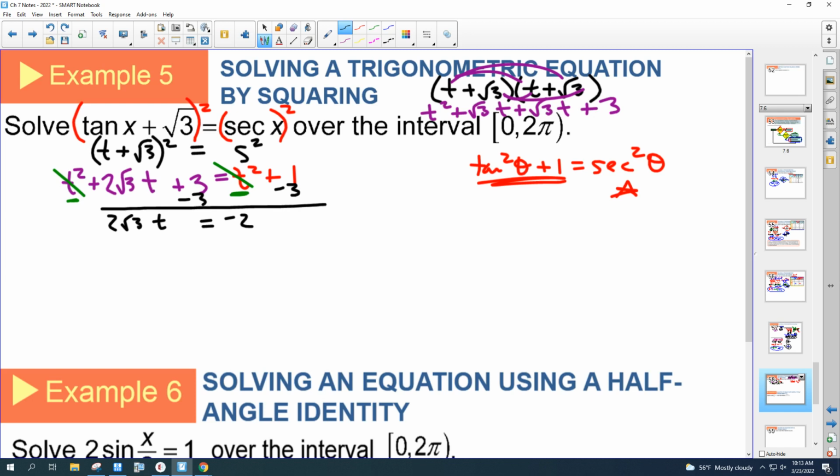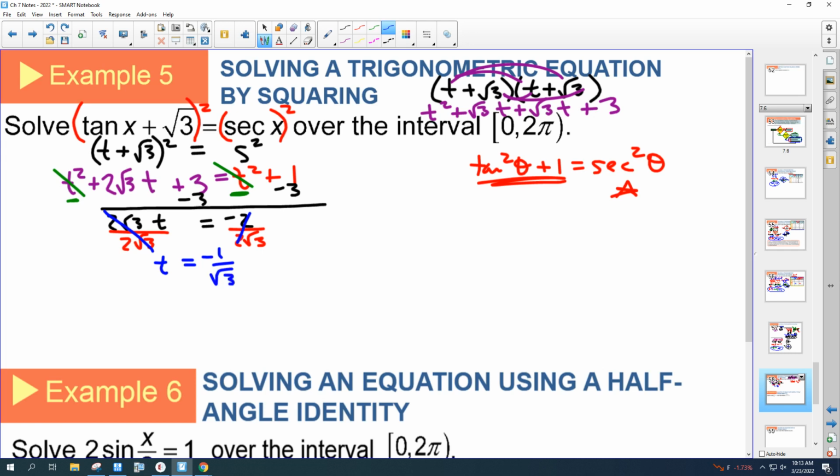And I'm going to divide by that number in the front. Okay, I know it's messy and gross, but I'm going to divide by 2 radical 3 on both sides. Trying to isolate the variable, right? I'm going to isolate the variable. That cancels out and gives me t by itself. But notice this 2 also cancels out over here. And I get negative 1 over square root of 3, and that should look familiar to you.